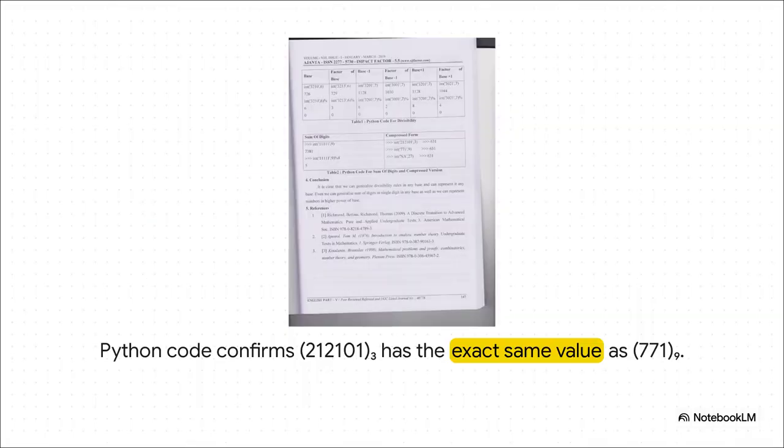And of course, the researchers confirmed this with code. They took the long base 3 number and the short base 9 number, converted them both into our normal base 10, and they were identical. The value is perfectly preserved. It's an awesome way to make data storage way more efficient.